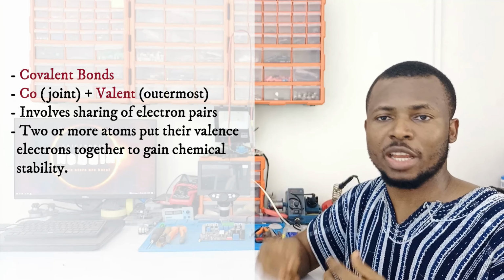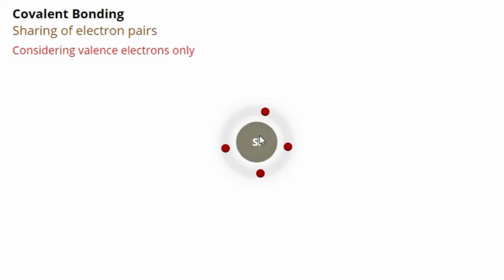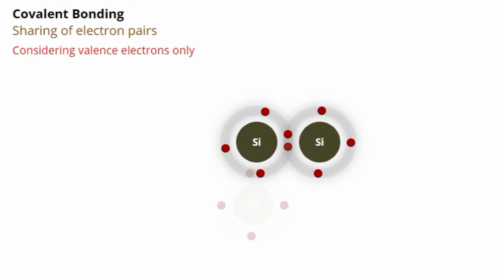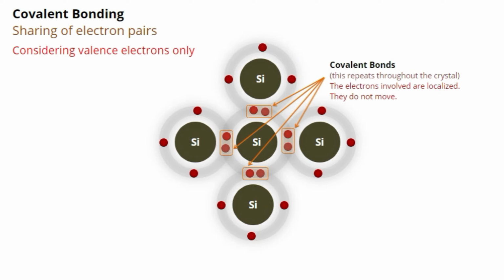However, the shared electrons are not mobile, they become localized. Take silicon for instance. Each silicon atom has 4 valence electrons. Hence, in a silicon crystal, each silicon atom bonds covalently with neighboring atoms, leading to 8 electrons. Now, each atom in the covalent bond behaves as if it owns all the electrons.